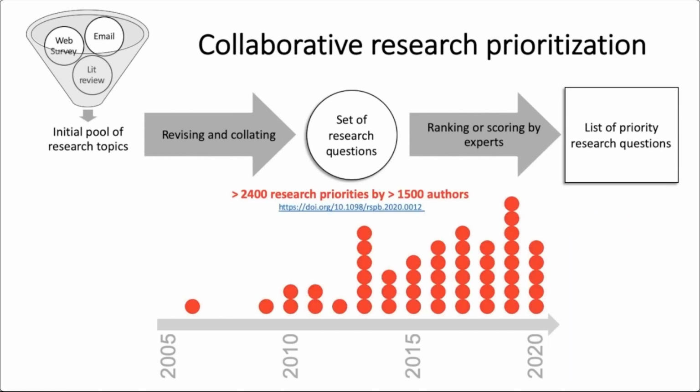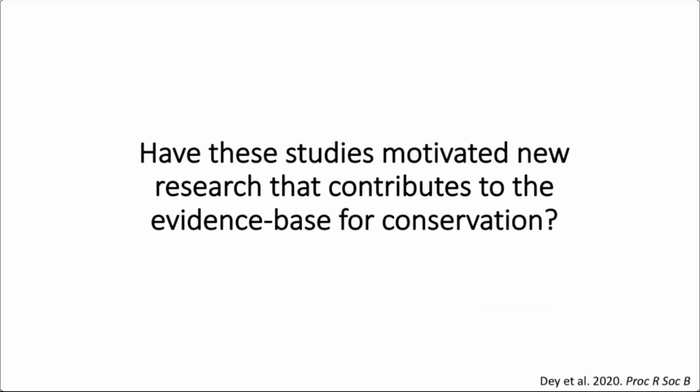And in total, over the last 15 years, these collaborative research prioritization studies have identified somewhere in the neighborhood of 2,400 research priorities across 45 or so publications. And these publications have involved over 1,500 authors. So really the key question for me is have these studies motivated new research that contributes to the evidence base for conservation? And that turns out to be a bit of a challenging question to answer, but we tried to do it in this recent paper that we published in Proceedings of the Royal Society.